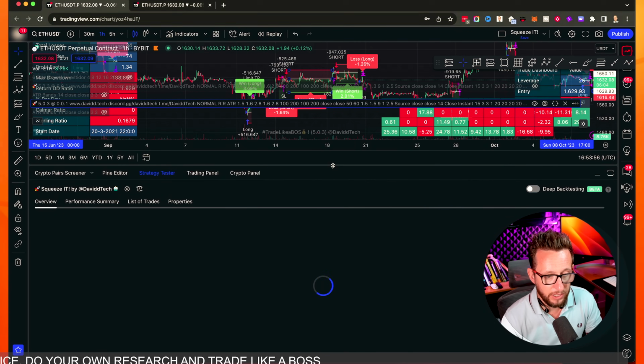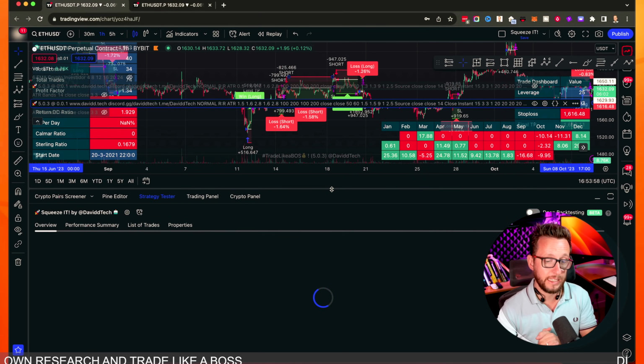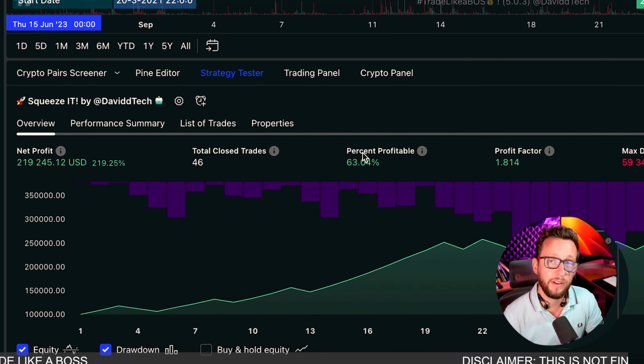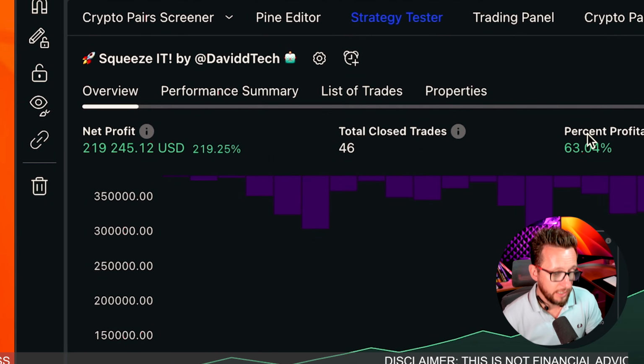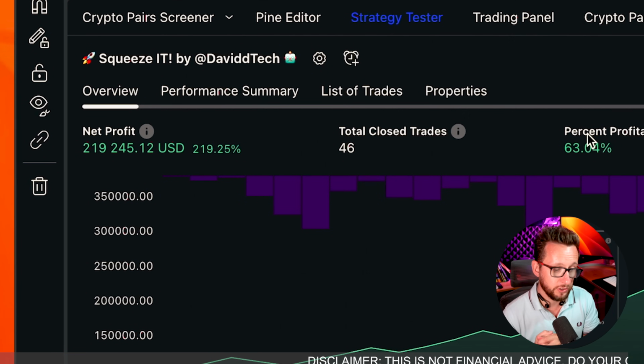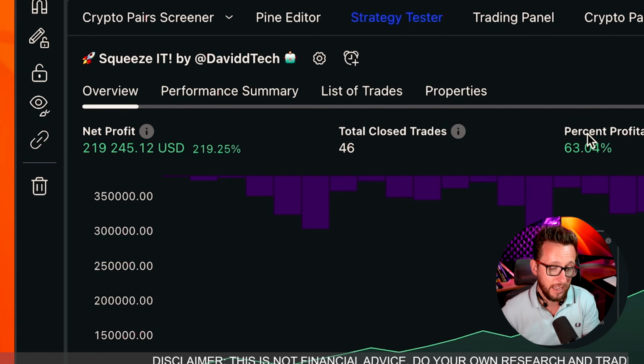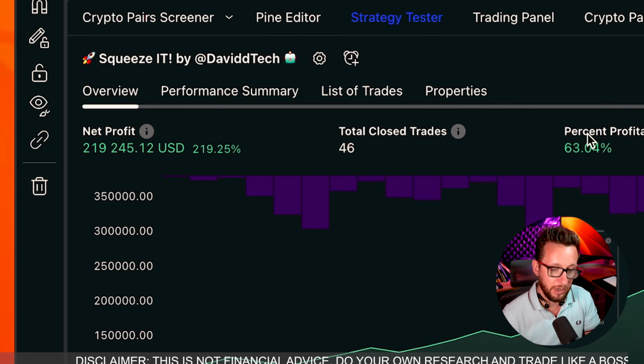If I then add those there, that will reduce the number of trades again, but we have considerably increased the profit and the win rate to 63%. So we would have made a net profit of 219%. We only have 46 trades, so that's a lot of profit for a very small number of trades.